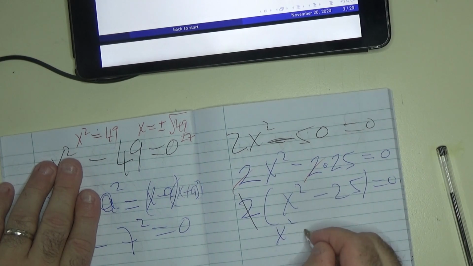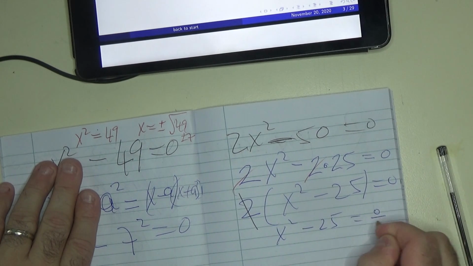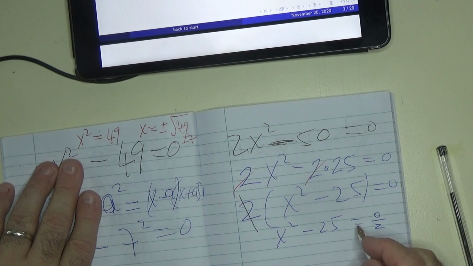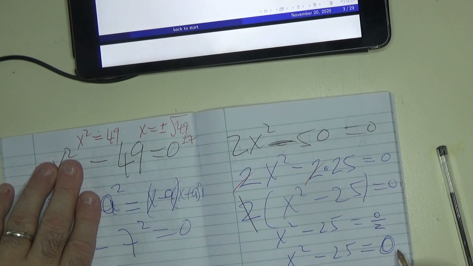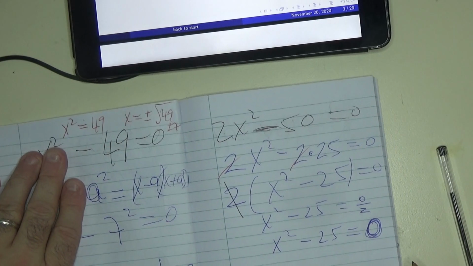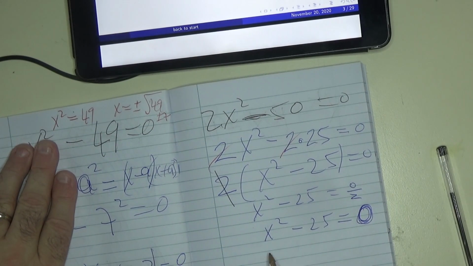And I'll show you why. 0 over 2. Okay, half of 0 is 0. So you always think deep down, don't leave yourself kind of unsure of what you've done and just think I was taught to do this in maths class. That's no way to do maths. You have to understand it. Okay, so x squared minus 25.